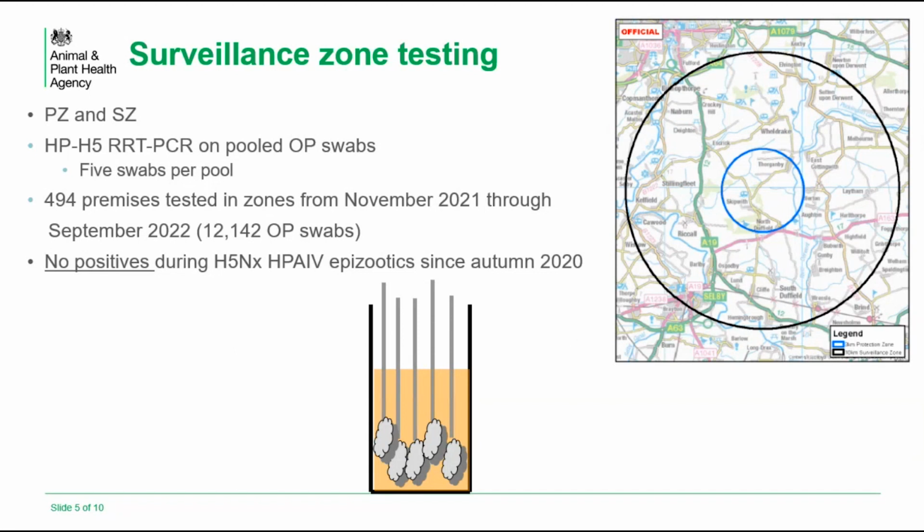To give you an idea of numbers, we've tested 494 premises in Great Britain from November 2021 through to September 2022, comprising over 12,000 OP swabs. We've not actually had any positive results, which is nice. New reported cases do occur in EZs or SZs, but we've not actually had any positive surveillance samples from the zonal testing. So next slide, please, Marek.